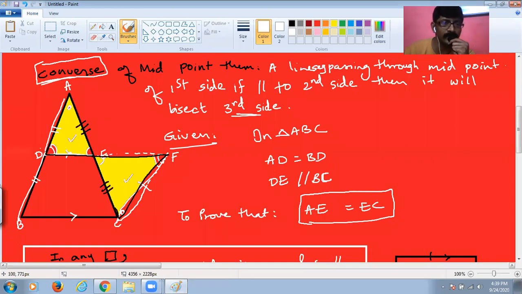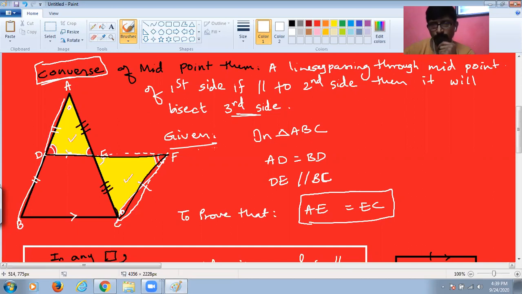So, a line segment passing through the midpoint of the first side. That means D is a midpoint. It's given. If it is parallel to the second side, then it is going to bisect the third side, or the remaining side of the triangle. That is exactly the converse of the midpoint theorem. I hope you have understood this.